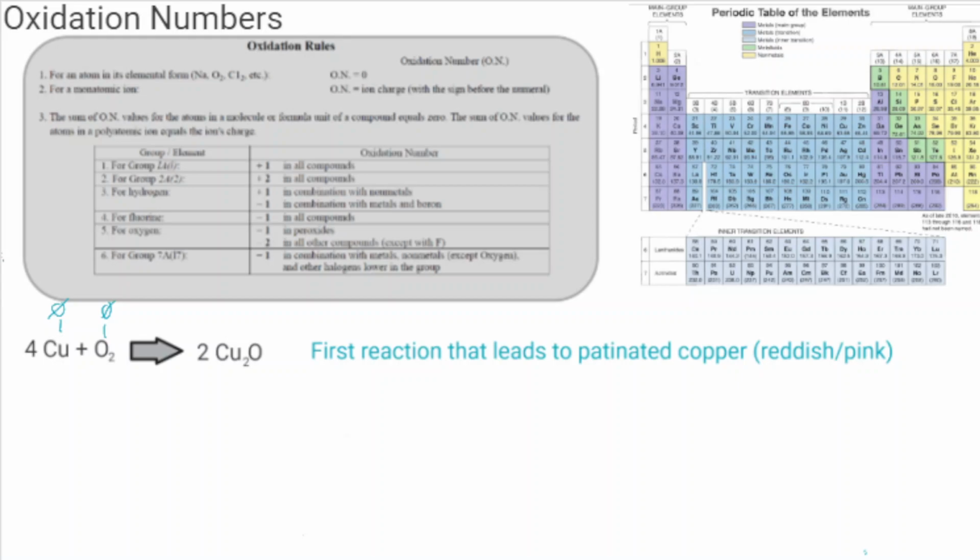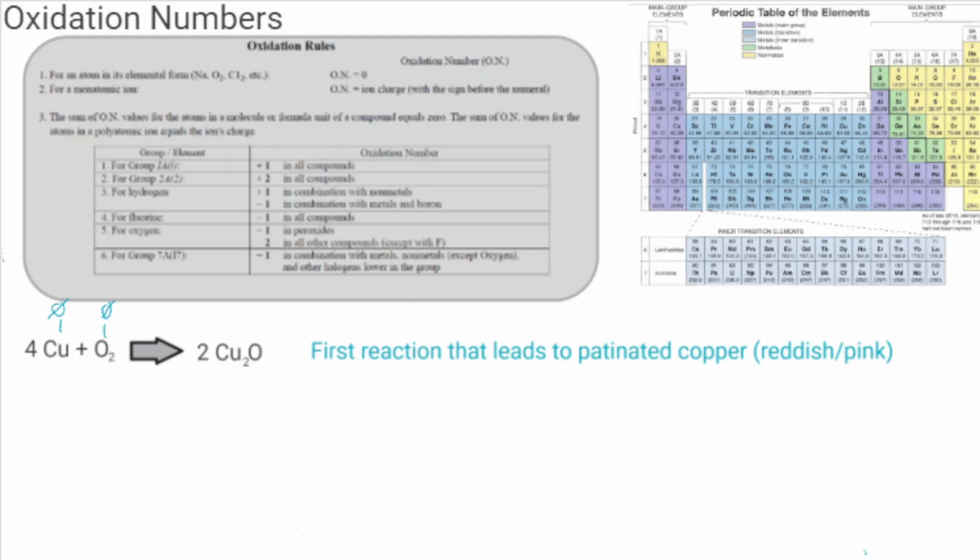Then we go over to the product, Cu2O, copper oxide. And for this one, we have multiple elements within this compound. So our first two rules will not work because we have multiple elements. So we're going to have to go with number 3, which essentially just means that the oxidation numbers of all the atoms need to add up to the charge. In this case, there's nothing written down for the charge, so the charge is assumed to be neutral or 0.